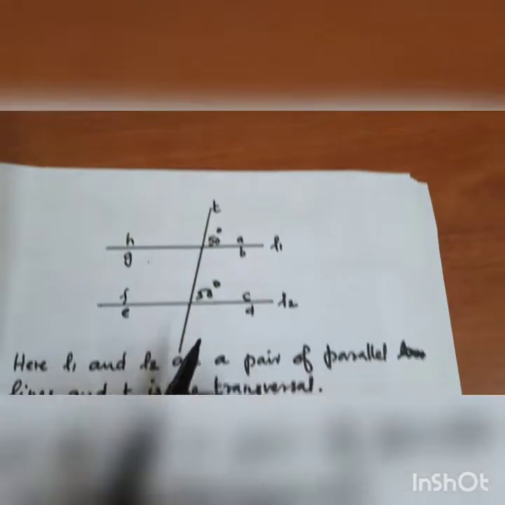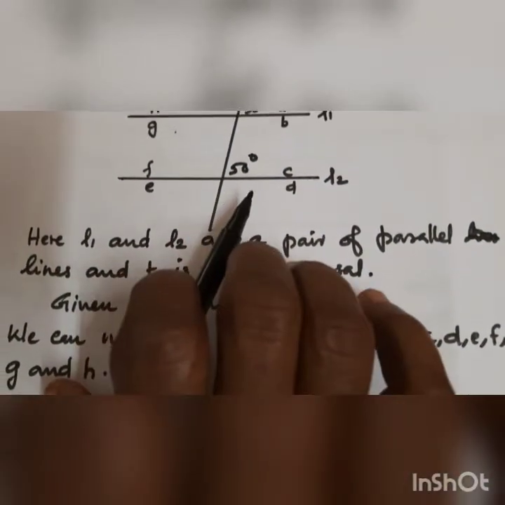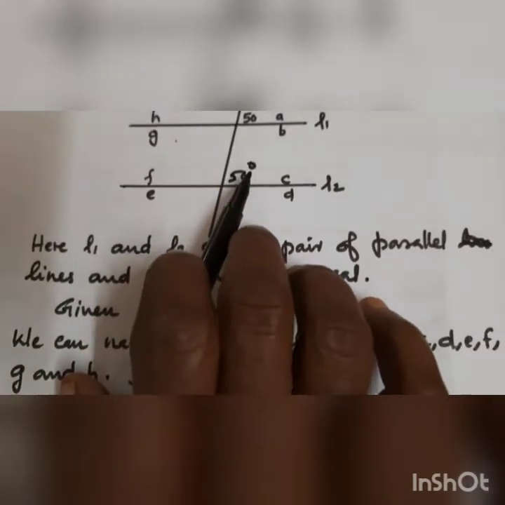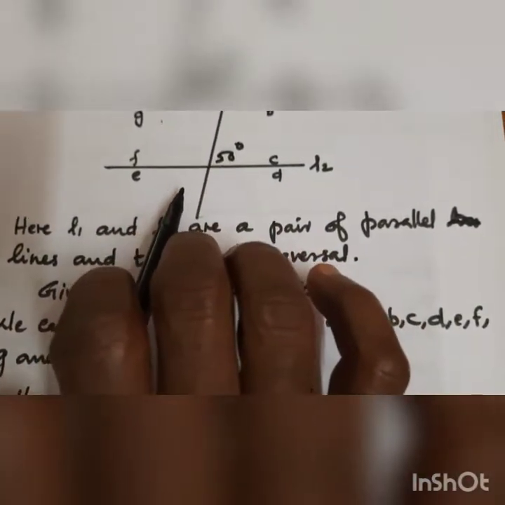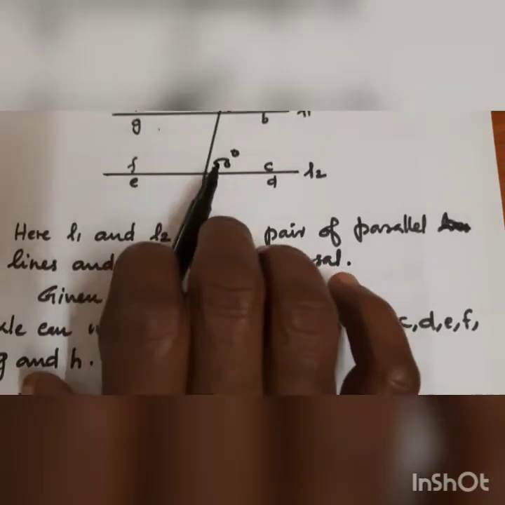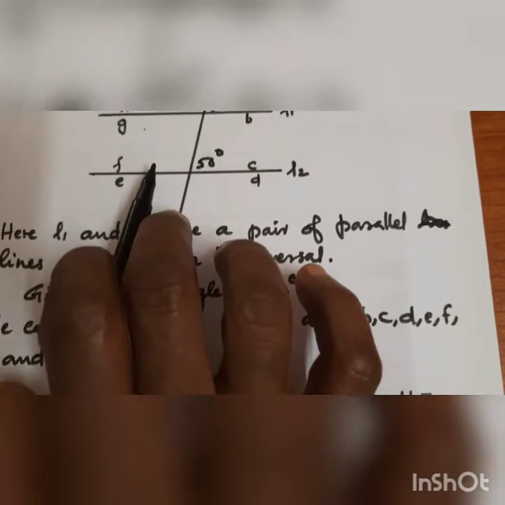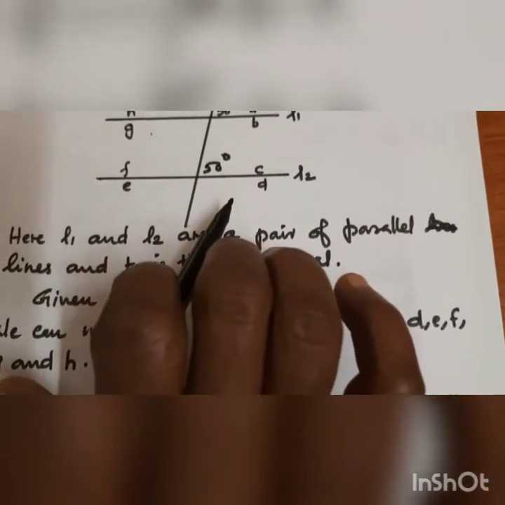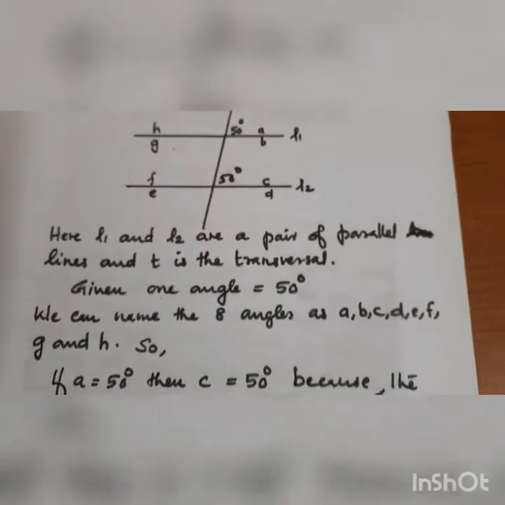Like that, if we consider T cutting the line L2, then C is 50 degrees. Therefore, its opposite angle is also 50 degrees. C and F are a linear pair. Therefore, F is 130 degrees. F and D are opposite angles. Therefore, D is 130 degrees.